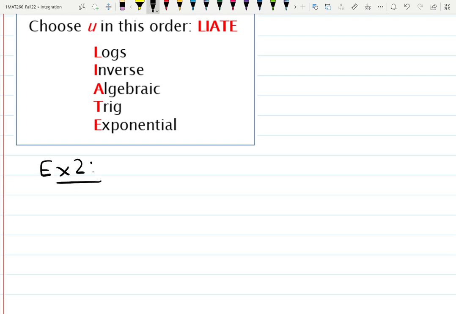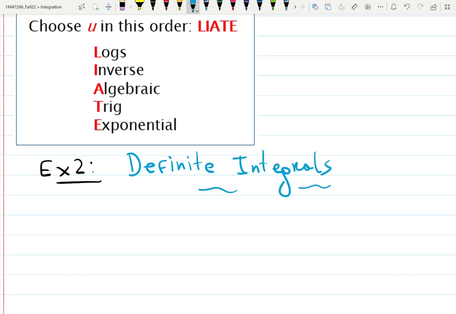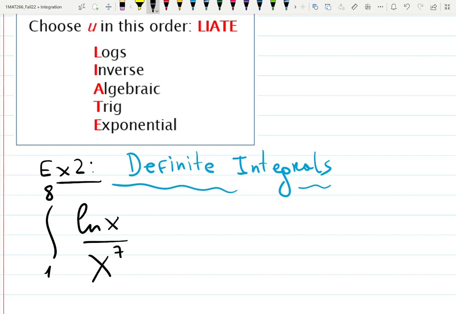Example 2. Let's try definite integrals. Let me actually write it down. Definite integrals. Integral from 1 to 8 of ln x over x to the 7 dx. Very interesting. We did an integral like this before and we used u substitution, but it was a little bit different. It was ln x over x. Ln x has connection with 1 over x, and that's why we used u substitution. Because if you choose ln x to be u, du is 1 over x dx.